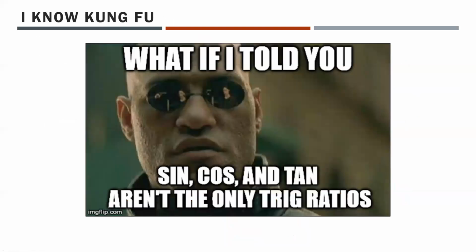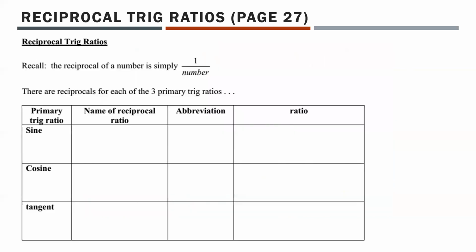Now, what if I told you sine, cos, and tan aren't the only trig ratios? It's almost as if we've been kind of hiding the truth from you this whole time. There are actually more trig ratios than sine, cos, and tan. Let's cover them. These new trig ratios are called reciprocal trig ratios, and this is also on page 27.